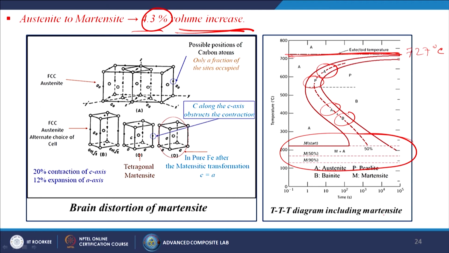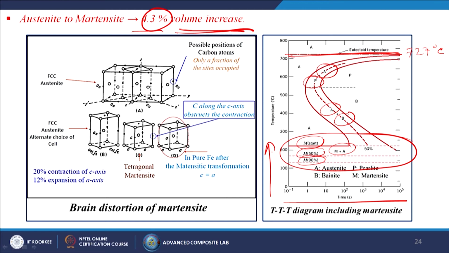So, at lower temperature, at more than 200 degrees centigrade the martensite starts. Below that the martensite is 50%, and just above 100 or maybe 120 degrees, martensite is 90% present over there, and this zone is martensite plus austenite. So, this is totally time dependent and temperature dependent.